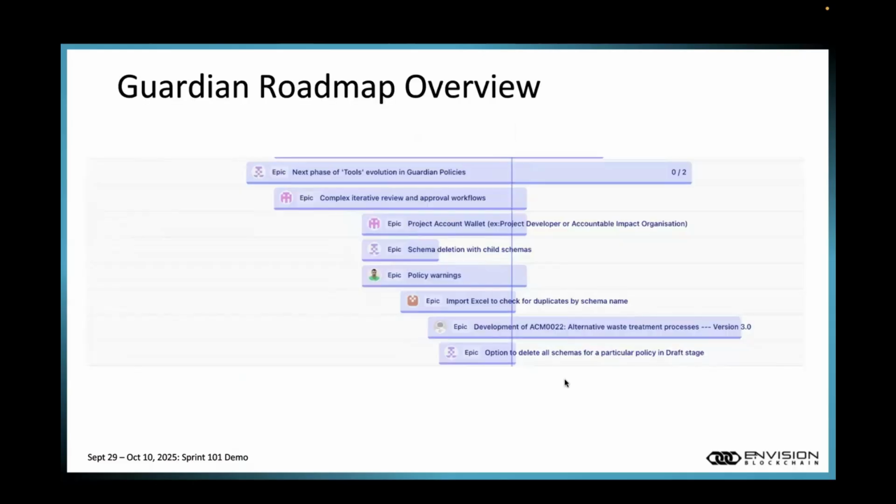Talking about the Guardian roadmap, we are working on the next phase of tools evolution in Guardian policies. We are trying to complete the complex iterative review and approval workflows. We are also working on the project account wallet, and on some advancement of the schema deletion feature, which is multiple schema deletion. And then we are working on policy warnings, where you get more detailed warnings during policy configuration. And at the end, we are working on some checks which you can do during the importing of the Excel schema into Guardian.